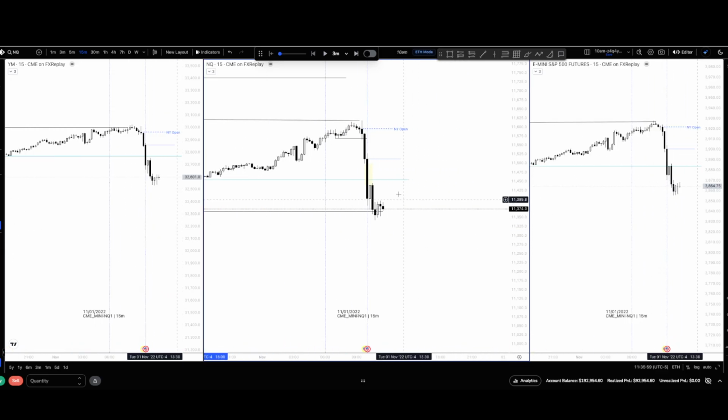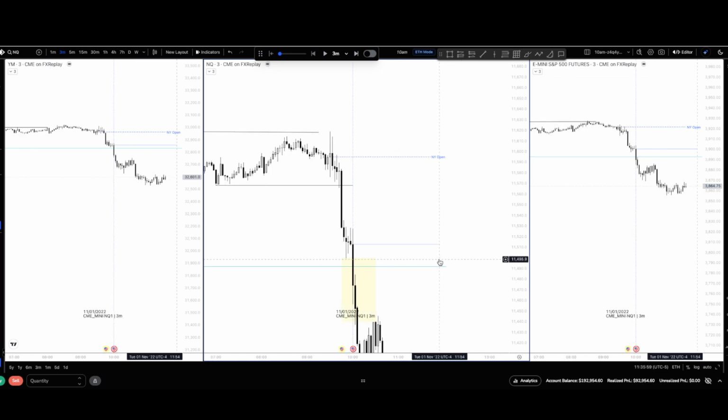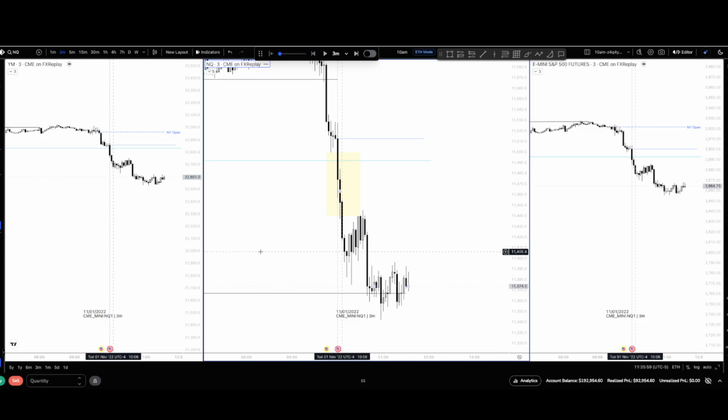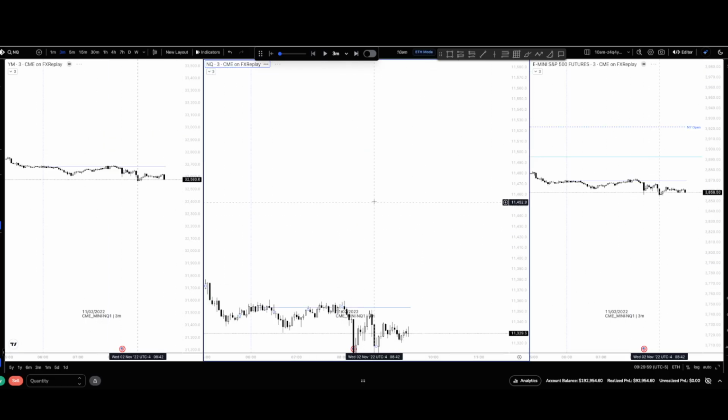With that being said, I just didn't have the confidence to go and trade away from that high, and then we expanded, and then we just didn't stop expanding. We just kept expanding. So away from that, there was literally no entry. So that would be going on to the next day in itself.